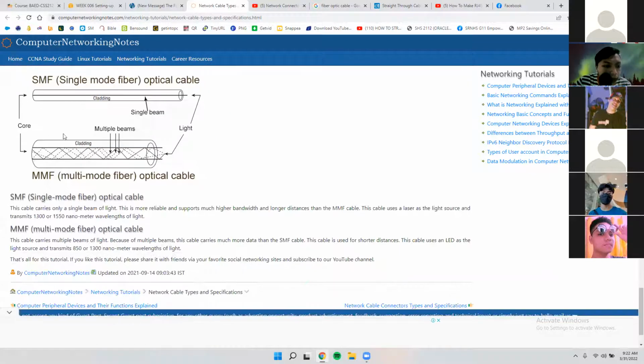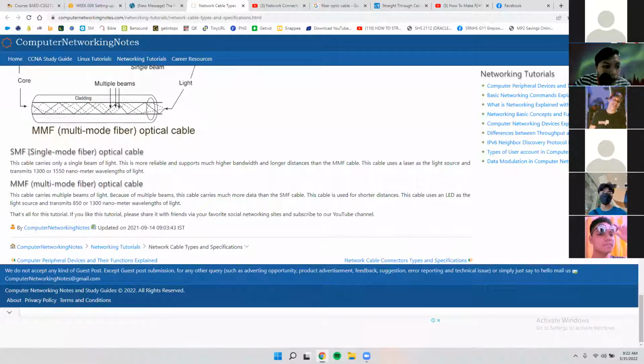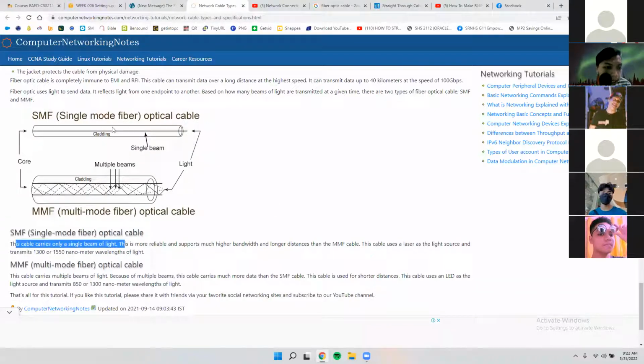Okay? So this will be the illustration regarding the use of fiber optic. Okay? So ito, they are transmitting lights para mag-transmit ng connection. Okay? So they have the single mode and it carries out the single beam. Yan, pakita ko lang. Yan, single mode, isa lang. Okay? More reliable and supports higher bandwidth. But the multi-mode, it carries much more data. So, pag more data, multiple beams yung transmit niya.